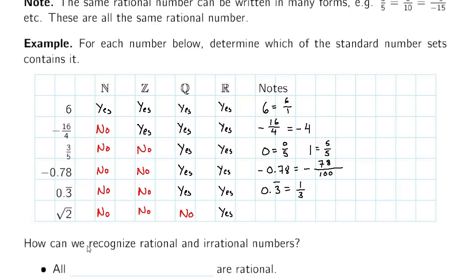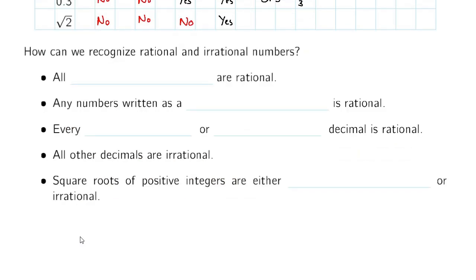Okay, so at this moment, you had to take my word for it that negative 0.78 and 0.3 repeating were rational, but the square root of 2 was not. How can we recognize rational numbers? Well, of course, all integers are also going to be rational numbers. If we have a number that's already written as a fraction, then that's also certainly going to be rational.